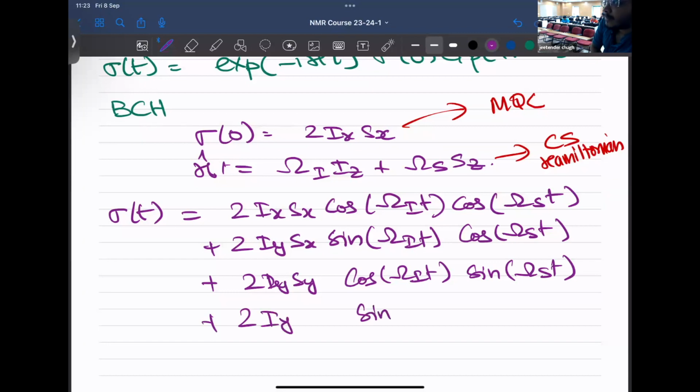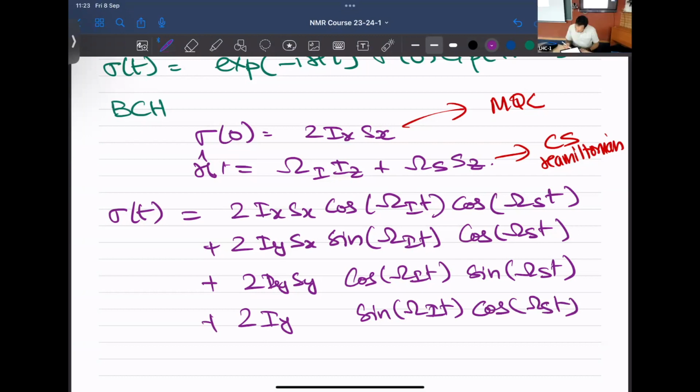What is the third operator term that you got? Maybe I wrote IYSY. And the fourth one is also IYSY. Okay.